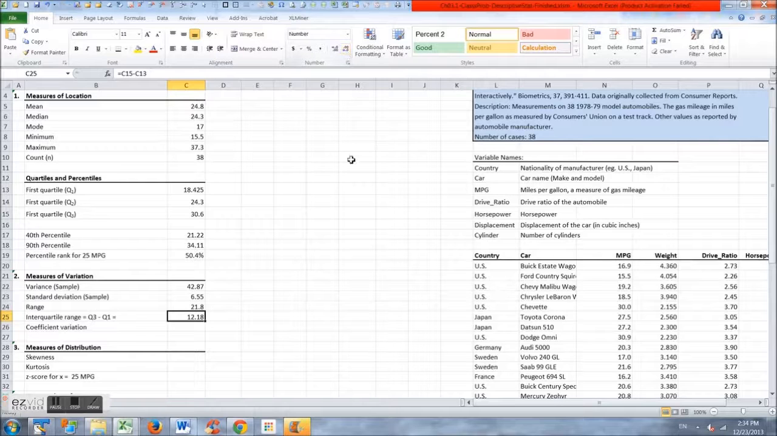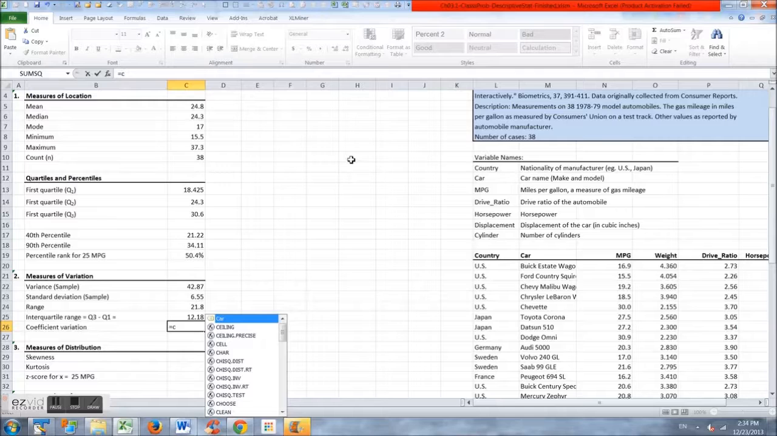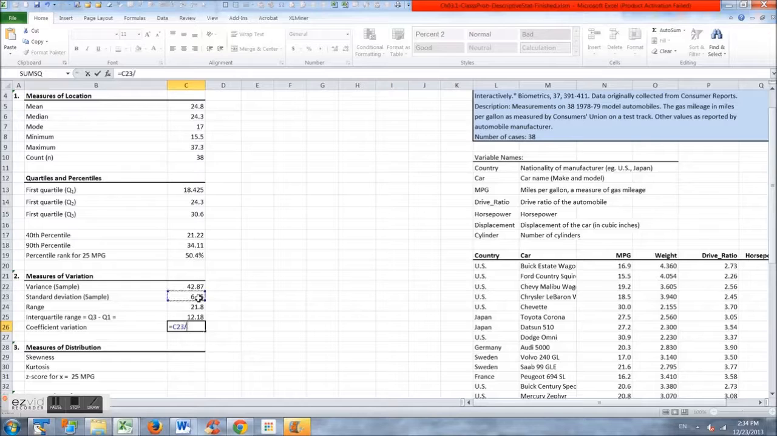Now the coefficient of variation is a unitless or unit-free measure of variation. So that is the standard deviation divided by the mean. We take the standard deviation, divide by the mean, which gives us the coefficient of variation, and this is a way to compare the amount of variability in different variables when the unit of measure is different for the different variables.